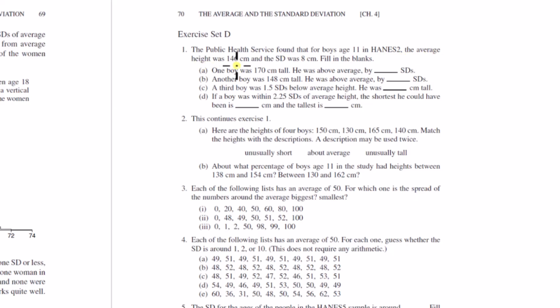Okay, the Public Health Service found that for boys age 11 in the Haynes 2 study, the average height was 146 centimeters and the standard deviation was 8 centimeters. Fill in the blanks. One boy was 170 centimeters tall. He was above average by how many standard deviations?